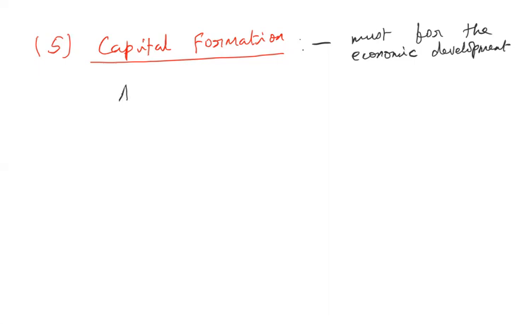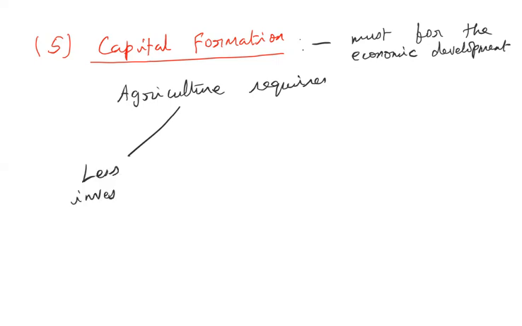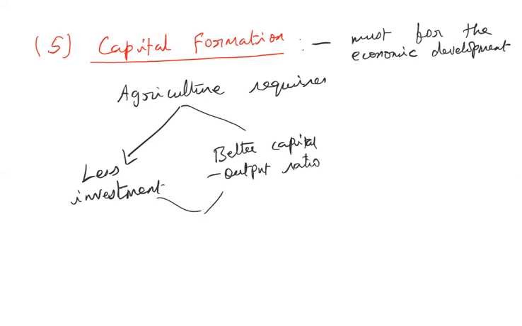See, the main advantage of agriculture is, first, less investment compared to the industrial sector. We don't need that much amount of investment on the agricultural sector. And also it has a favorable capital output ratio, that is, a better capital output ratio, compared to industries.